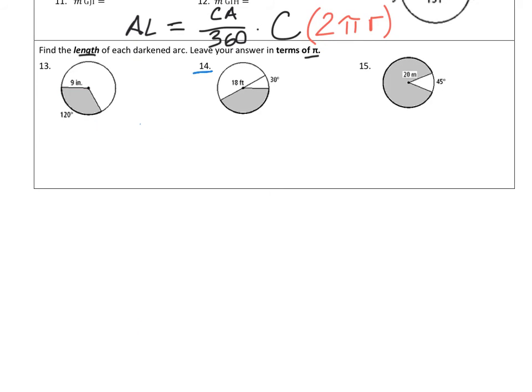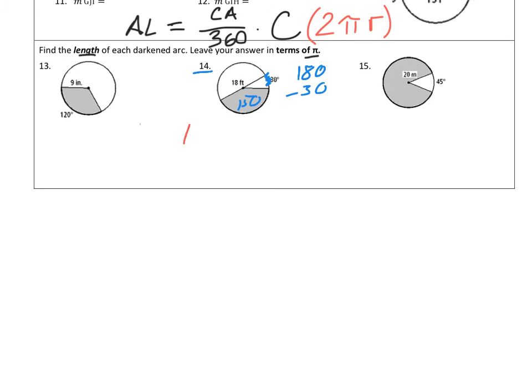Now, for the next problem, 14, they don't give me my central arc directly. So I'm looking for the measure of that, or the length of that arc right there in blue. Now, what they do tell me is this over here on the right is 30. Well, obviously I can tell that this is a semicircle because of the diameter here. So the whole thing's 180, which means that if I do 180 minus 30, it's going to leave me with 150 for this arc.